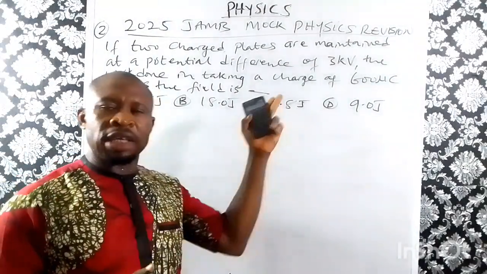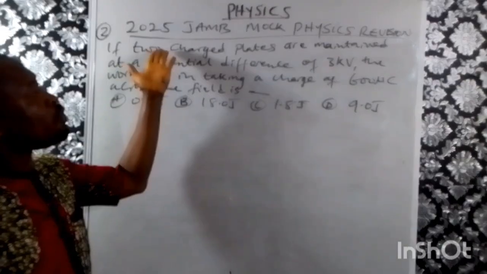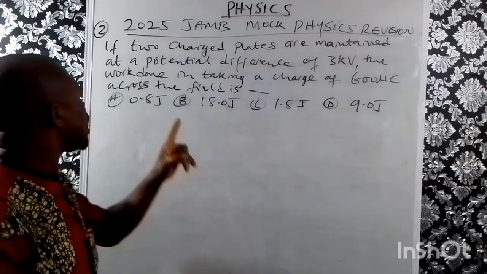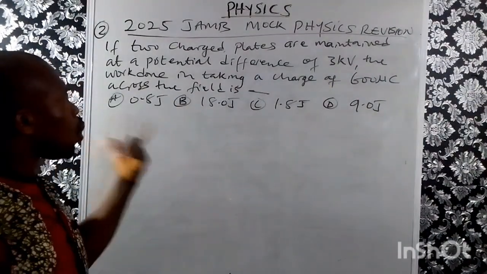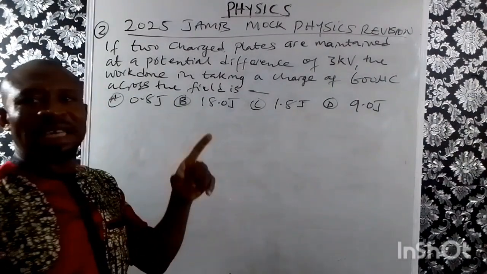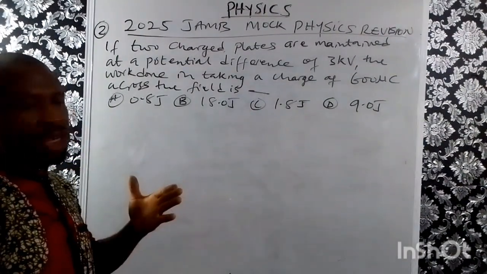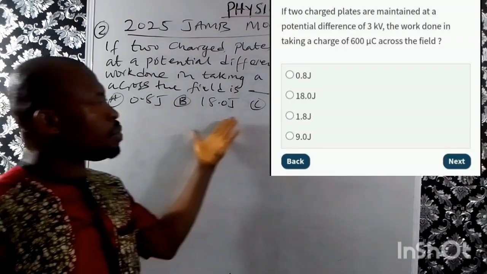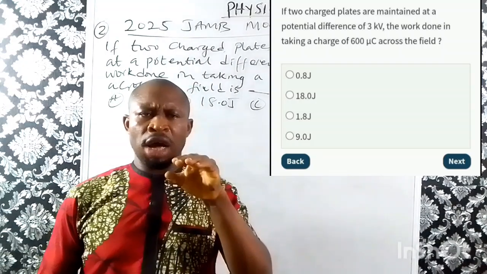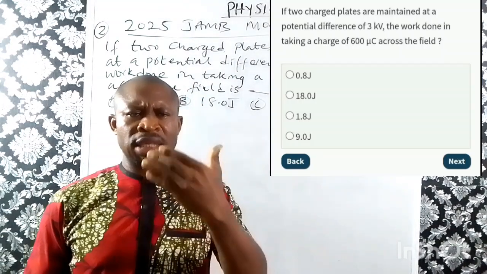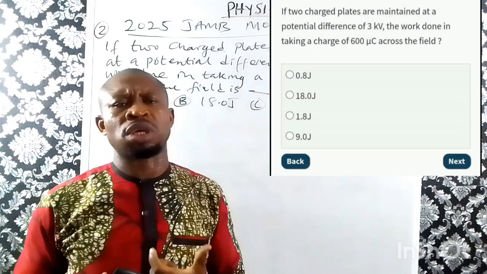Now, we have this question also that came out. This question says, if 2 charged plates are maintained at a potential difference of 3 kilovolts, the work done in taking a charge of 600 microcoulomb across the field is dash. This A, B, C, D. Now, the moment you get this type of question, you pause a little bit and ask yourself, what is this question all about?